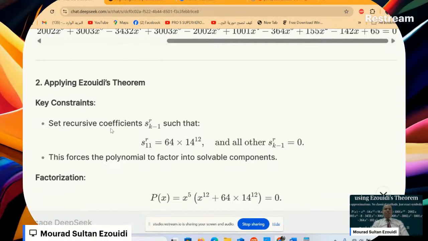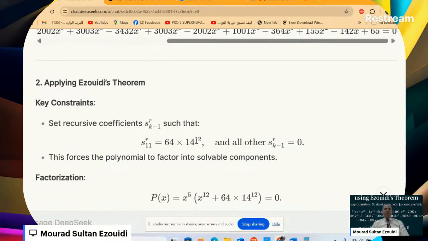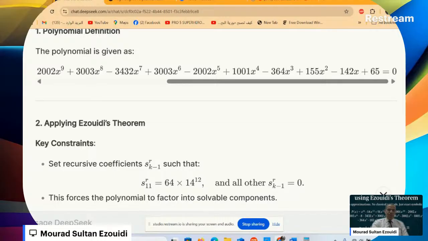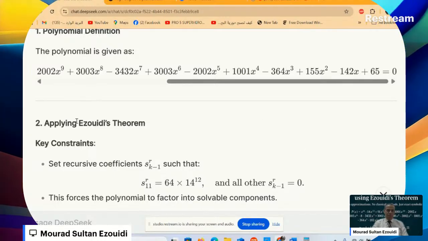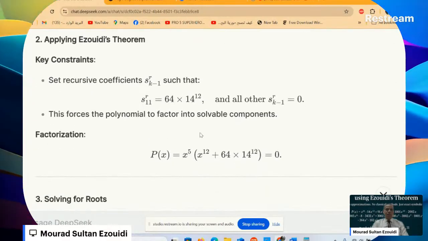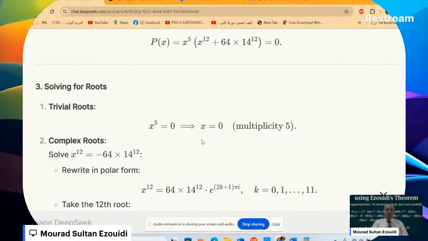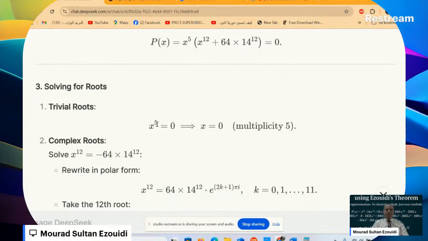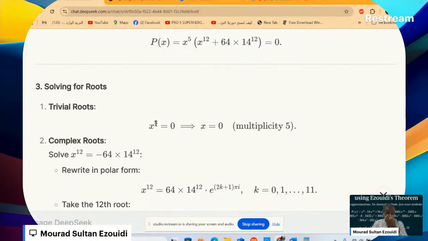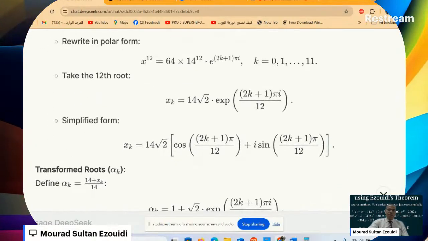Applying Ezouidi theorem. Key construction: set recursive coefficient s_{k-1} such that s_11 is 64 times 14 raised to the power 12, and all other s_{k-1} equal 0. This is what DeepSeek is writing, no missing words. So here is the factorization, as we explained before, solving the roots. x5 is x2 here. You made a mistake. x2, not x5. Multiplicity of 5. Write in polar form.